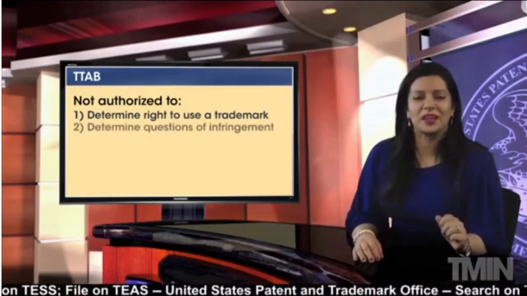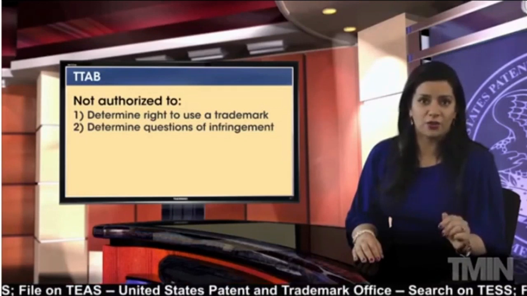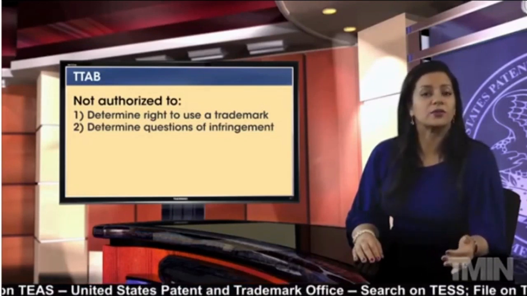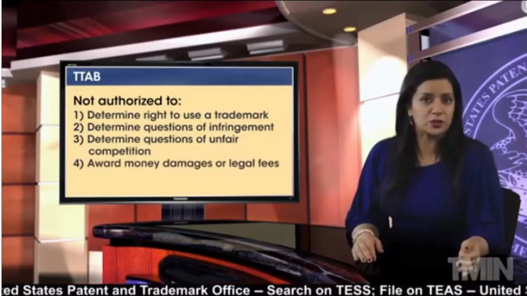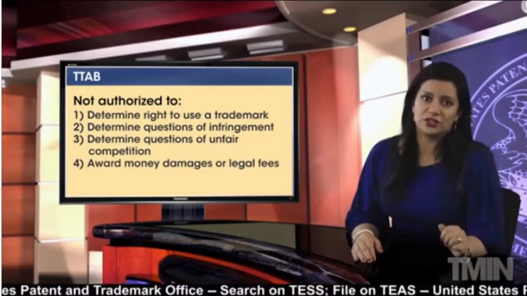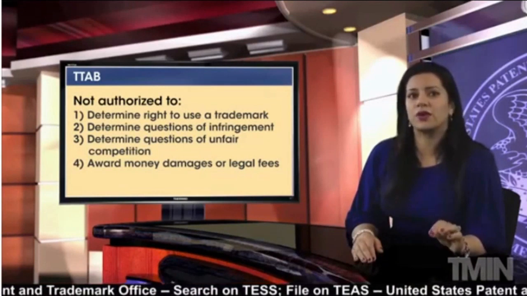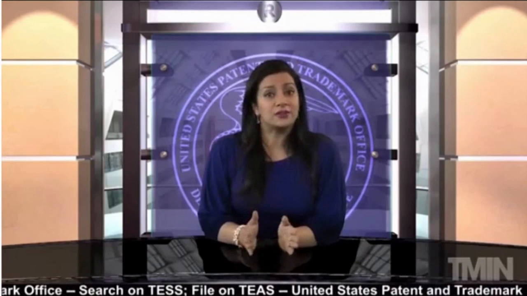right to register it. Additionally, the board is not authorized to determine questions of trademark infringement or unfair competition, or to award money damages or legal fees. For those issues, you must file a case in state or federal court. While the board is authorized to handle many different types of cases, there are three main categories of proceedings that applicants and registrants should know about: appeals, oppositions, and cancellations. Let's take a look at these one by one.